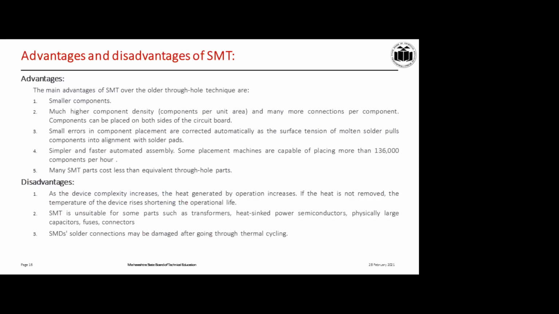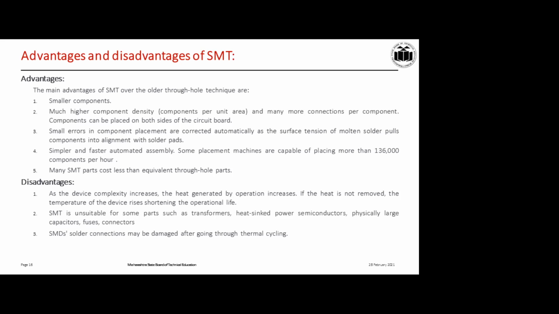So what are the advantages and disadvantages of SMT? SMT is an advantage over the older plated through hole technique. Smaller components can be mounted on the PCB using SMT, with much higher component density. Small errors in component placement are corrected automatically in the SMT process we have seen. It is simpler and faster because assembly is automated. Many SMT parts cost less than the equivalent plated through hole parts. These are the advantages of SMT.